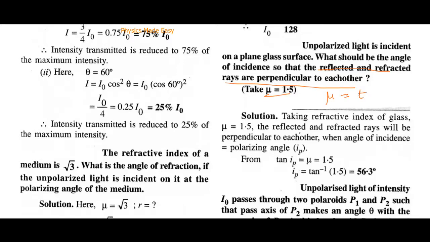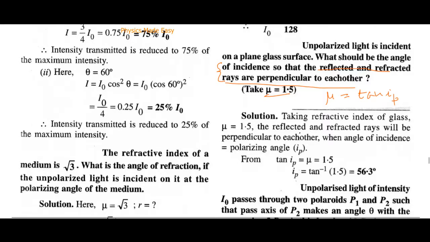He has not asked polarizing angle, as I have already told you. He has given the consequences when light is incident at polarizing angle. This is the condition which takes place. Reflected and refracted rays are perpendicular to each other. Nothing more in this. Only this point is to be noticed.